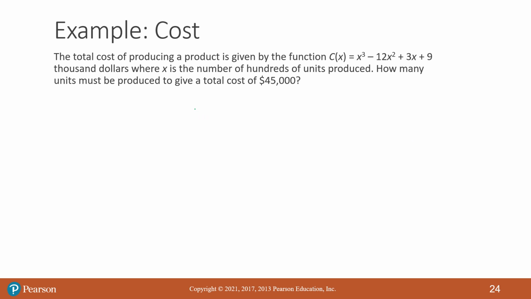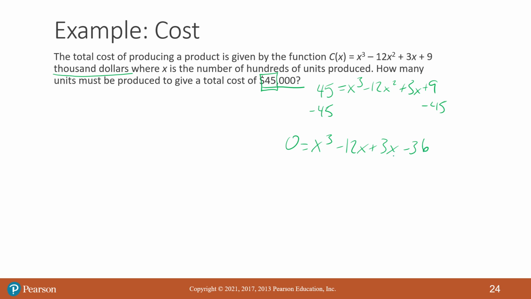All right, now here's the key here. This function itself is in thousands of dollars. We want it to be $45,000, and actually what that means here is that I need to let this c of x function equal 45, not 45,000 because the function is already in thousands. So we're going to do 45 equals x to the third minus 12x squared plus 3x plus 9. Then to solve it algebraically, I'm subtracting the 45 over here. I'm getting x to the third equals 12x squared minus 3x plus 36.